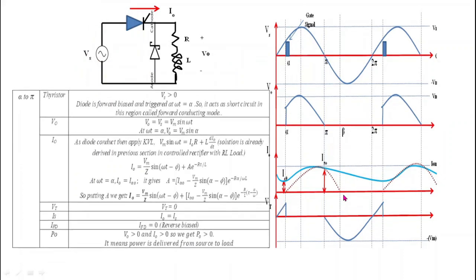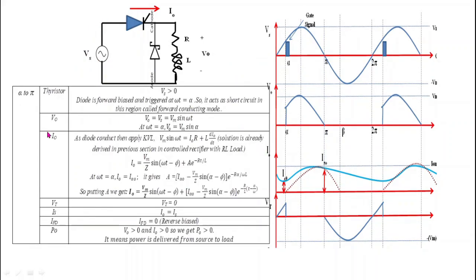Now what happens from alpha to pi? At omega t equal to alpha, this thyristor is fired and VAK is already greater than 0 for the positive half cycle of the sinusoidal wave. So both the conditions to turn on the SCR are satisfied. First, VAK, that is anode to cathode voltage, is greater than 0, and gate current is applied to the gate terminal of this thyristor. So this thyristor gets turned on and it acts as a short circuit in forward conducting mode.